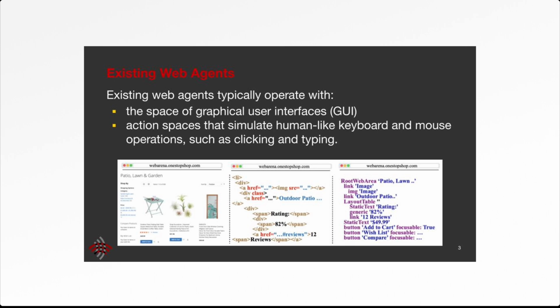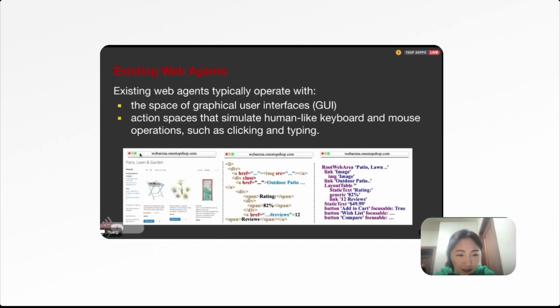Existing web agents typically operate within the space of graphical user interfaces, abbreviated as GUIs. And these action spaces often simulate human-like keyboard and mouse operations, such as clicking and typing. For example, here, this is a simulated website where the agents could add items to the shopping cart and perform shopping actions. Then the inherent GUI for this website might look like the middle and right part of the image, where it's based on accessibility trees.